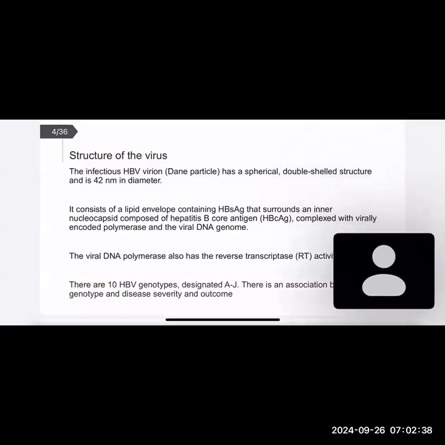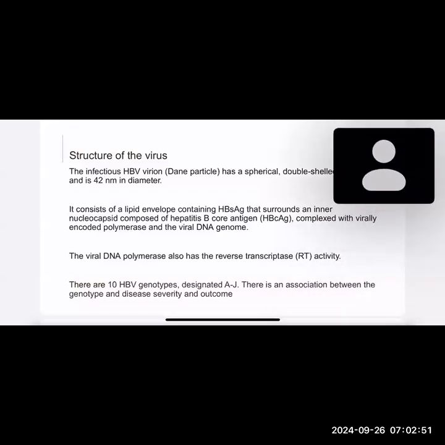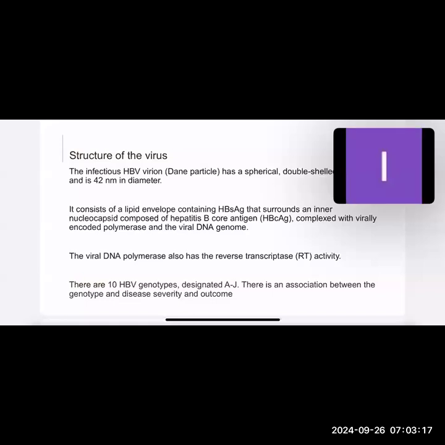So looking at the structure of the virus, the infectious Hep B virion, which is also called the Dane particle, has a spherical double-shelled structure and has a diameter of 42 nanometers. It consists of a lipid envelope that contains the surface antigen, and this envelope surrounds an inner nucleocapsid, which is composed of the core antigen, and then is complexed with the virally encoded DNA polymerase and the viral DNA itself. So the viral DNA polymerase has a unique property, and that's the reverse transcriptase activity. And this is one unique property that the virus possesses that helps it keep replicating and infecting hepatocytes.